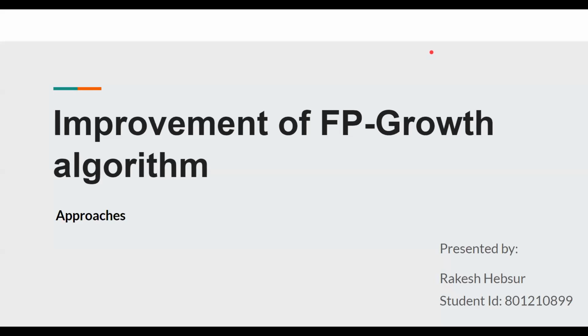I'm in Group 3. Our topic is frequent pattern growth strategy. In this, I'll be discussing the improvement of the FP growth algorithm. So we have seen how the FP growth algorithm is better than other association rule mining algorithms. But the FP growth algorithm also has a few drawbacks, and this could be improved by using different approaches.